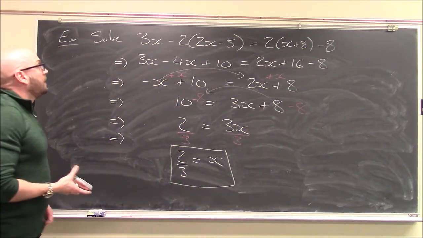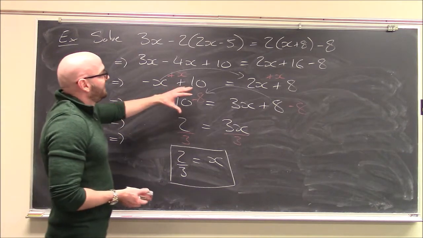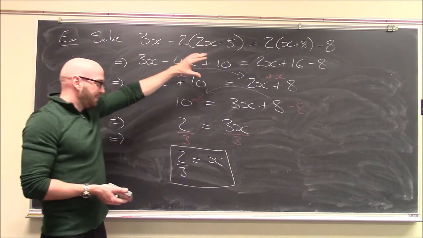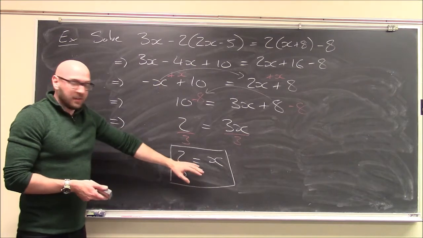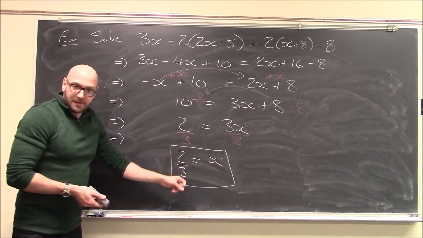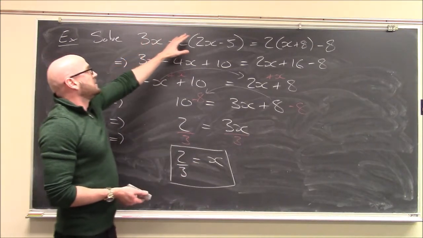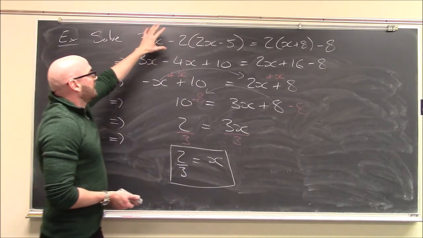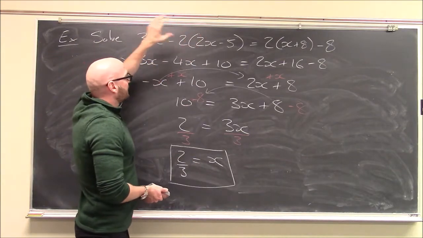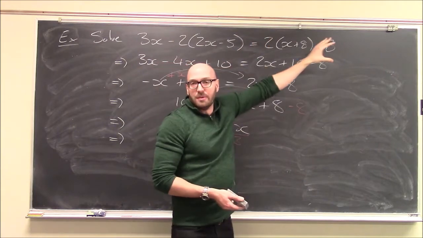One other thing you can do, I won't do this because it looks like it might be a little bit messy, but you can always verify your answer. If I'm claiming x equals 2/3 is the answer, then when I go back to the original equation, when I plug it in, it should be a true statement. I should get some number on the left is equal to the same number on the right.